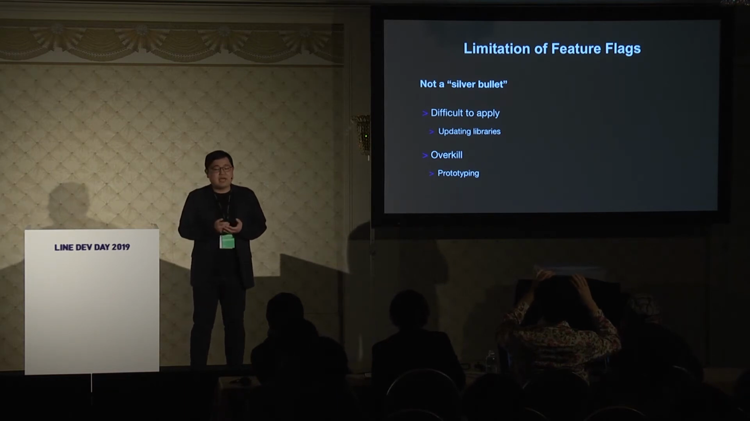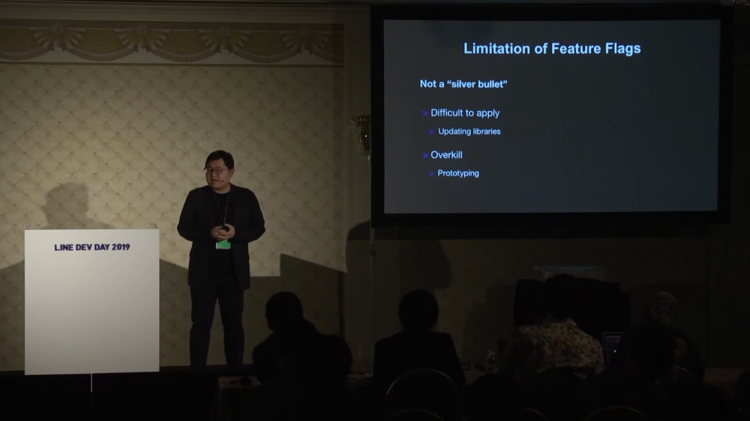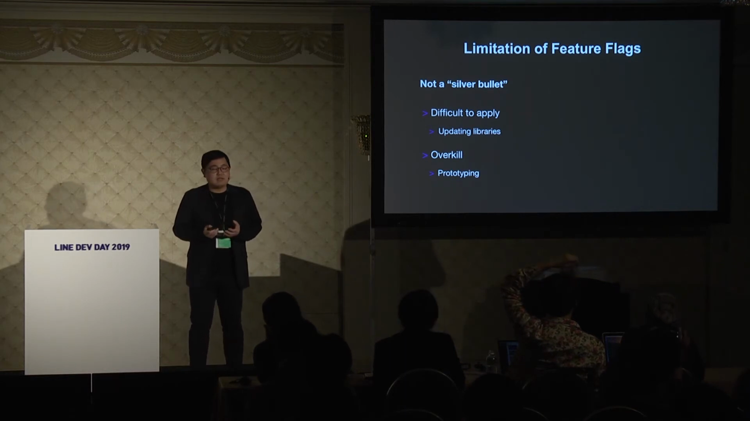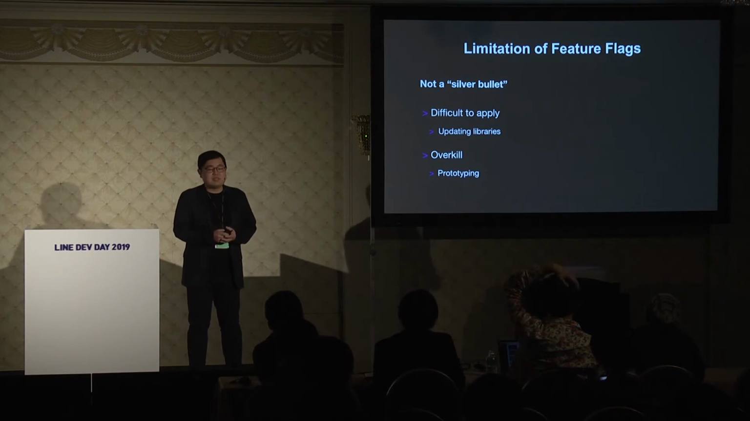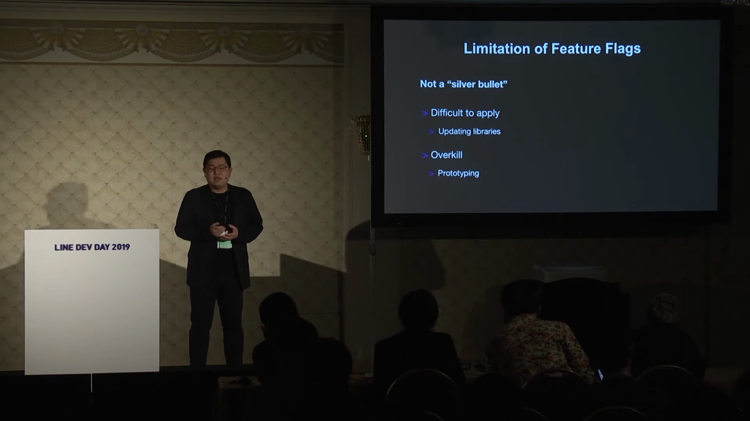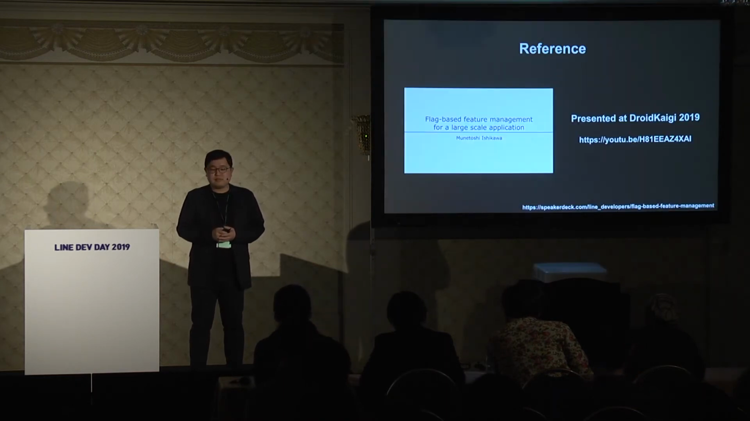When you do the update of the library, the API will get changed, and the feature flag development cannot have the compile. And in a prototype implementation, the change does not have to be merged to the main branch. So a prototype branch would be good enough, like a feature branch.